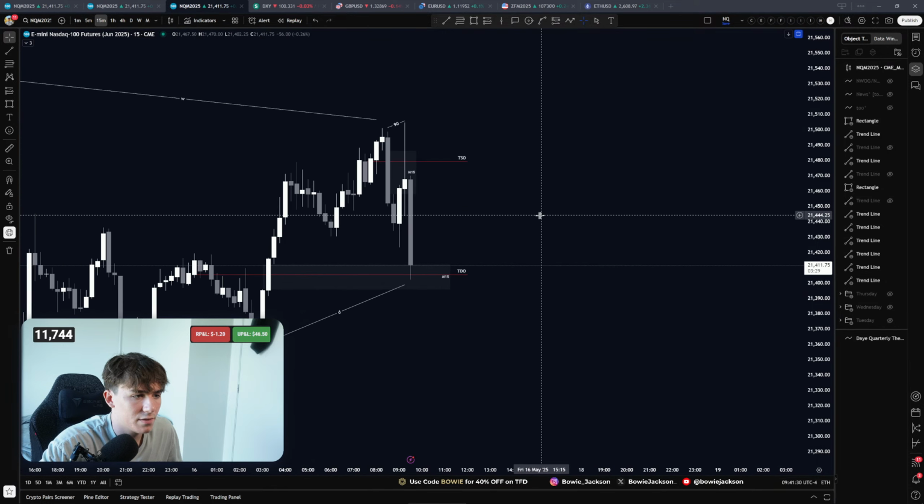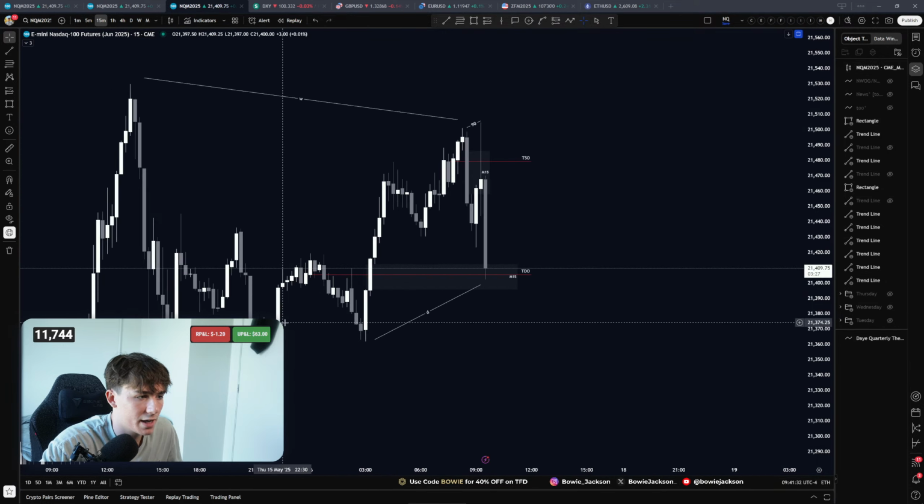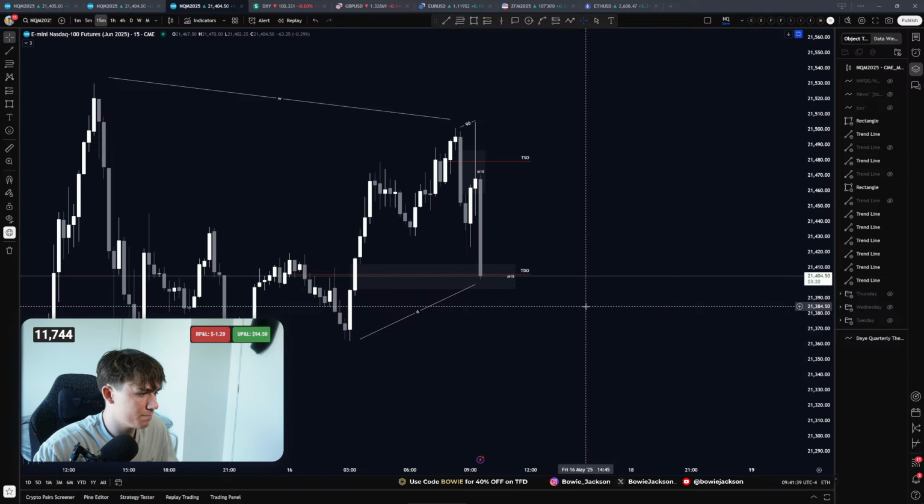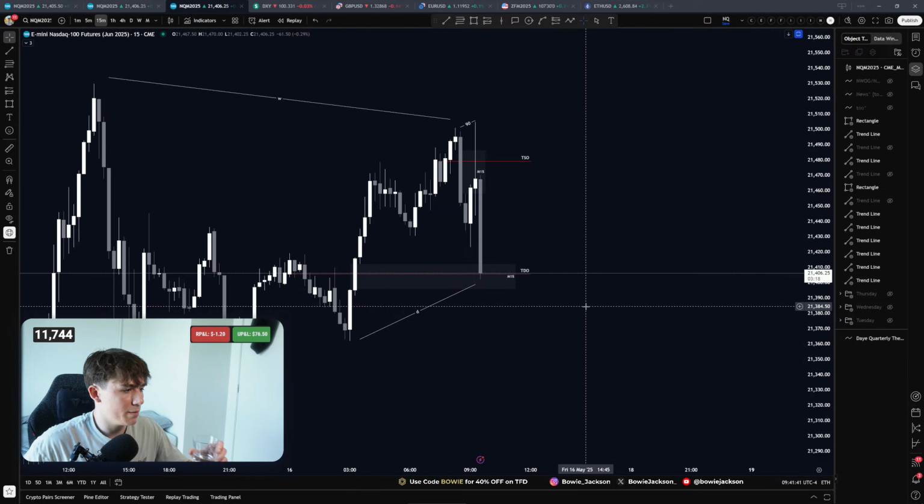So 3 minutes left. I just hope this is a big candle towards these Asian lows, or at least closing here below this 50 minute. Yep, looking like it will take the Asian lows. Yeah, I hope so.